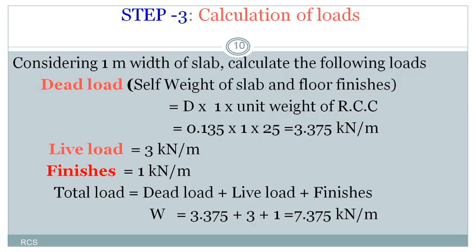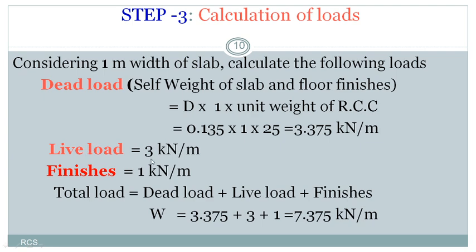So let us calculate the loads. For calculating loads, we have to assume 1 meter width of the slab. Here three types of loads are there: dead load, live load and finishes. Dead load is nothing but the self weight of the slab, and that can be calculated by overall depth times width times unit weight of the RCC. Generally the unit weight of RCC is 25 kilonewton per meter cube. If you substitute the values, the overall depth is 0.135 meters, unit width of the slab is 1 meter, and the unit weight of the RCC is 25 kilonewton per meter cube. If you multiply altogether, you will get 3.375 kilonewton per meter as the dead load.